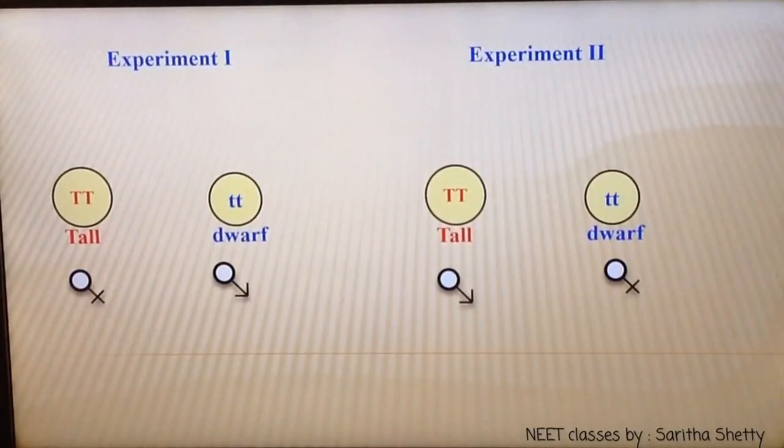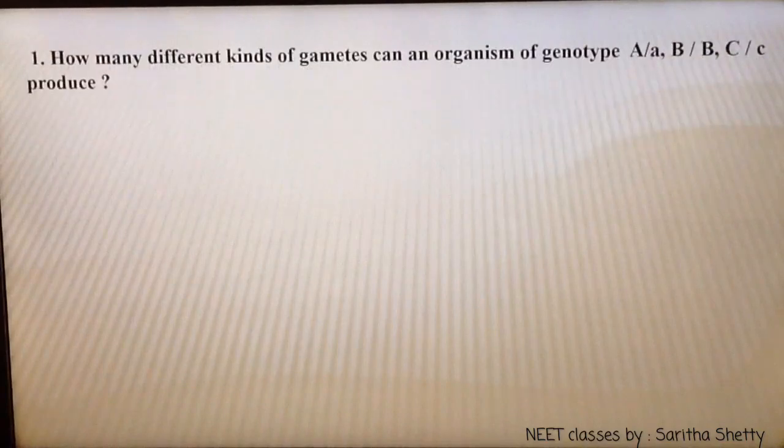Inheritance of characters controlled by the nucleus is not affected by reciprocal cross. However, if the characters are inherited through the cytoplasm, then they are affected by reciprocal cross. With that, let's move on to solve some problems.